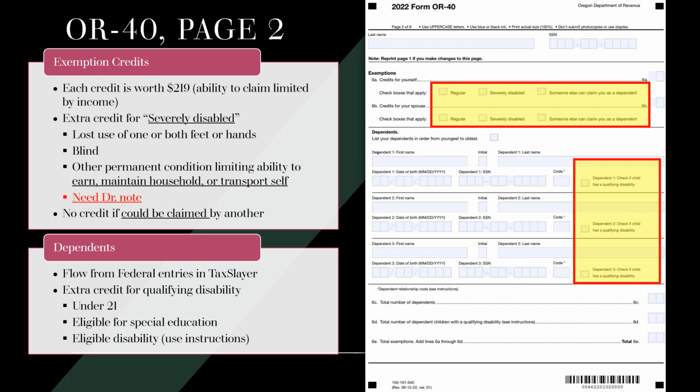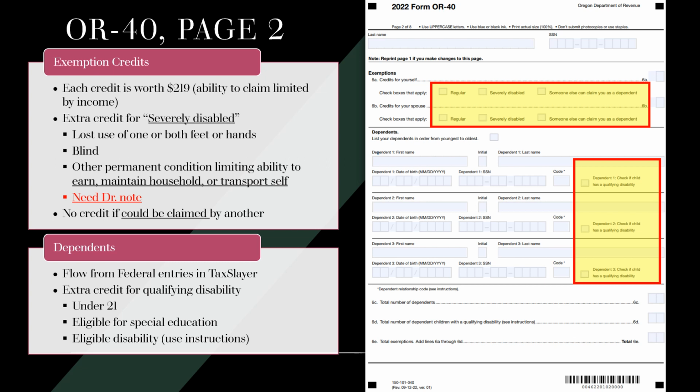Page 2 begins with exemption credits. And we discussed in our federal tax trainings that taxpayers are entitled to an exemption for themselves and their spouse if they cannot be claimed by somebody else. They are also entitled to exemptions for each of their dependents. Before 2018, these exemptions would result in a deduction from taxable income. However, that amount was reduced to $0 until 2025.